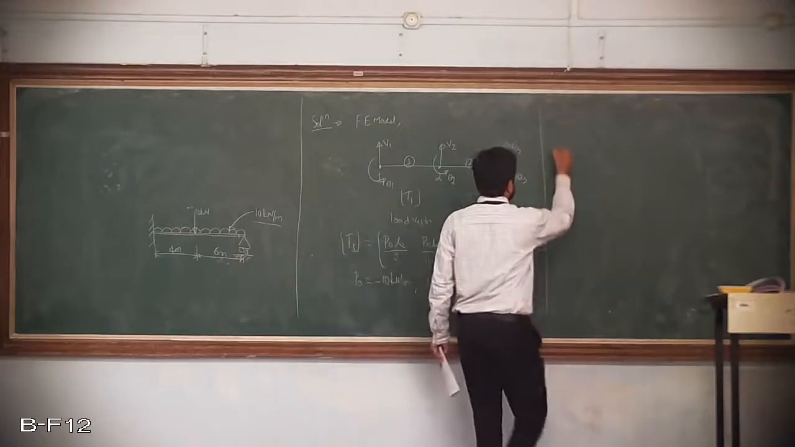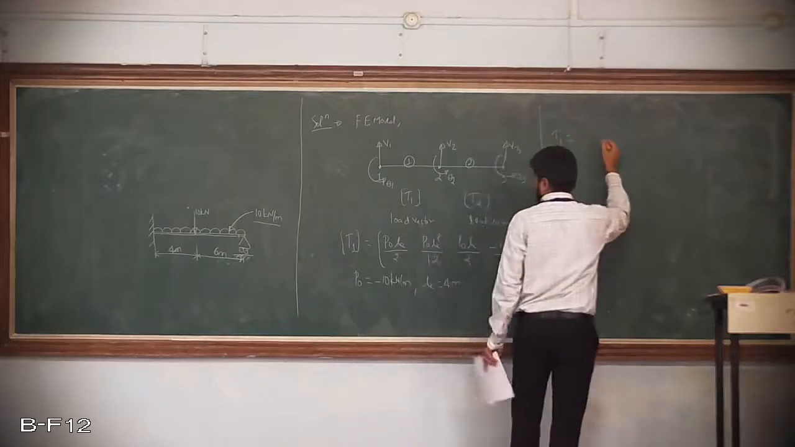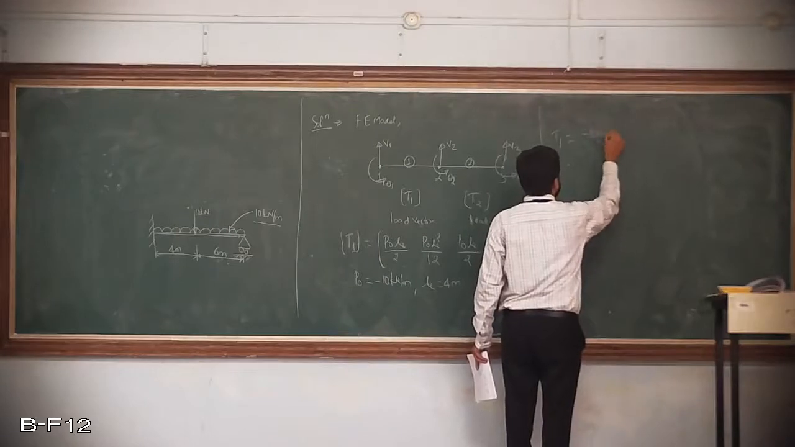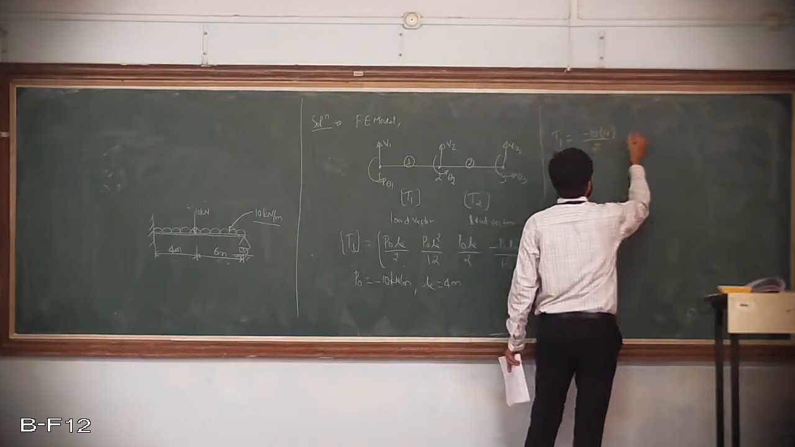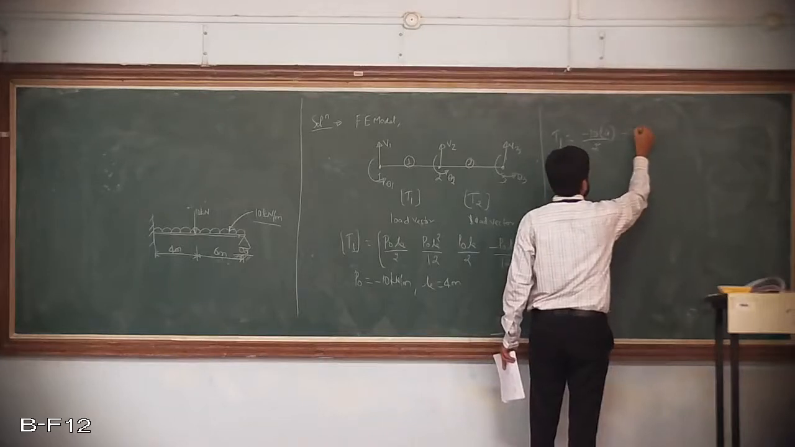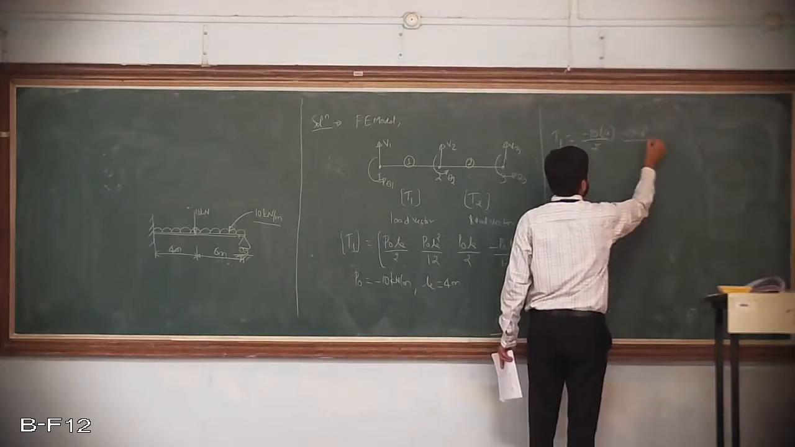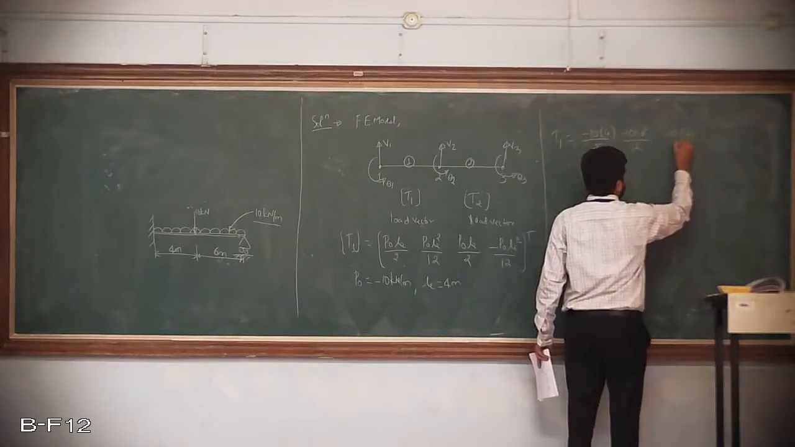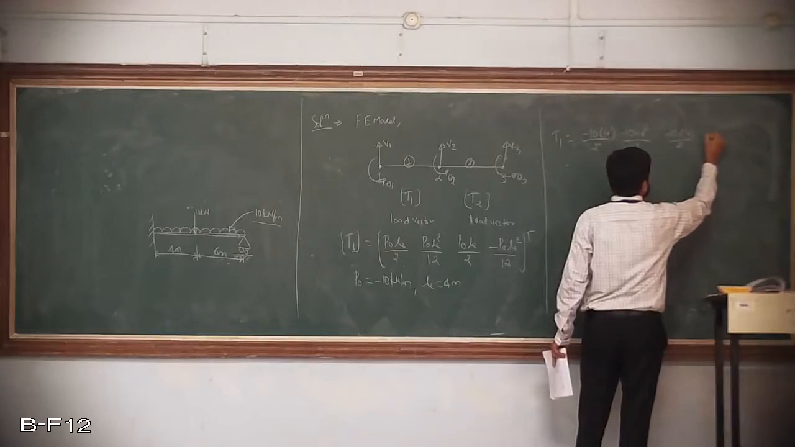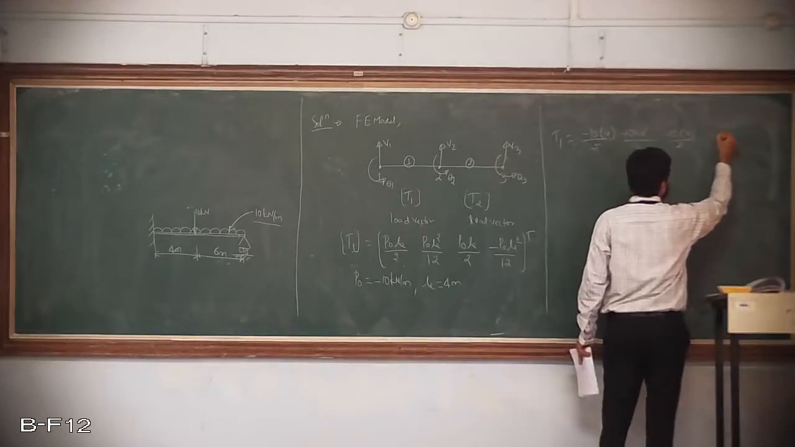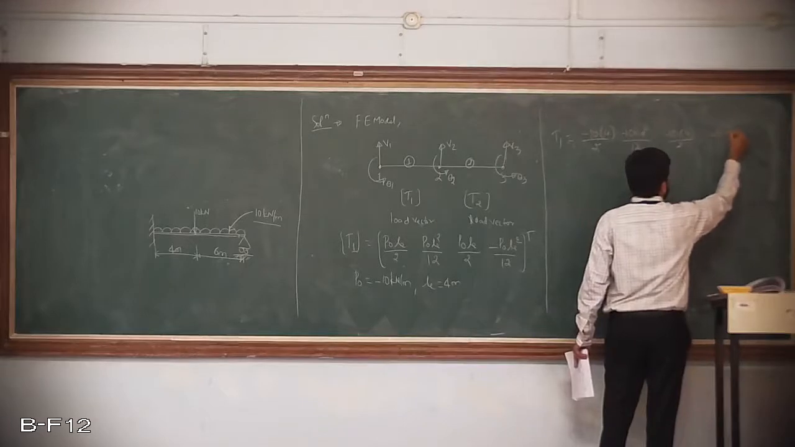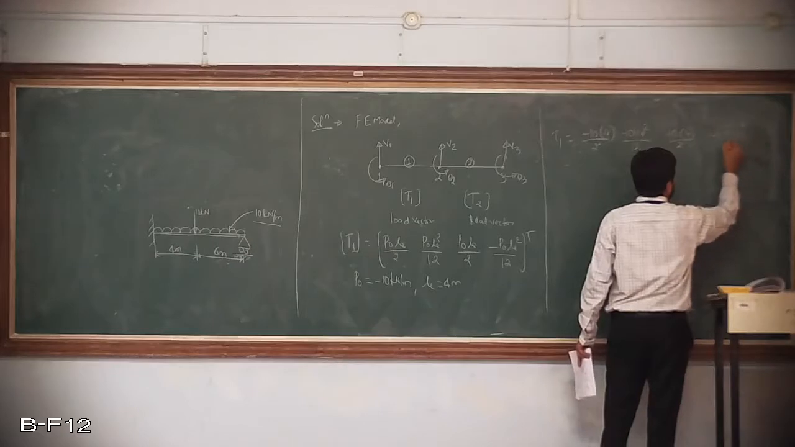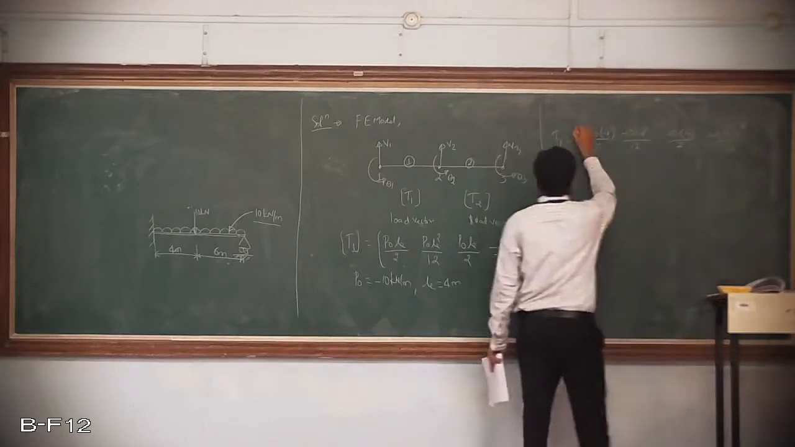So after substituting, what will you be getting? T1 is equal to minus 10 into 4 divided by 2. Next will be minus 10 into 4 square by 12, minus 10 into 4 divided by 2, and the last one is minus of minus 10 into 4 square divided by 12. So this will be T1.